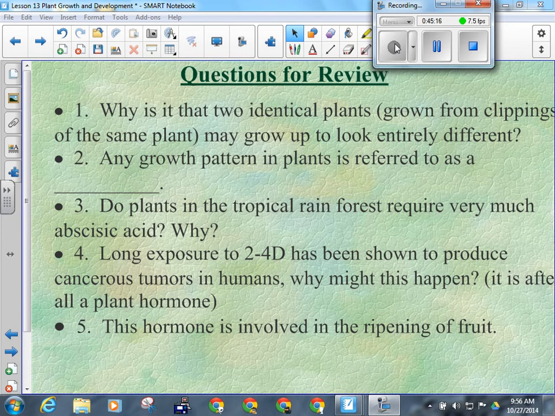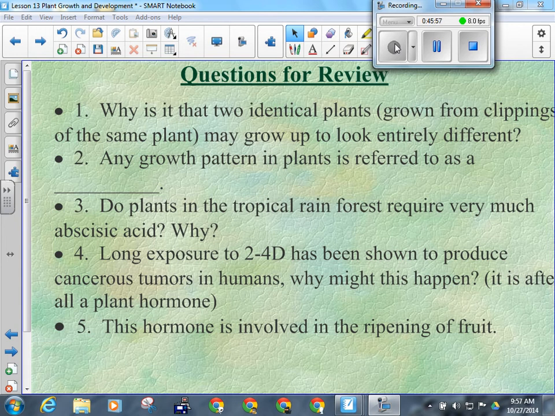Okay, long exposure to 2,4-D has been shown to produce cancerous tumors in humans. Why might this happen? And also, it produces rapid cell growth in addition to cell division. Okay. Right. Okay, we've said that there's lots of similarities between plant and animal cells, and most of those have to do with not just structure, but processes as well. Growth is a process that is controlled similarly, okay, between plant and animal cells, and this can have a similar effect. Okay. And number 5, this hormone is involved in the ripening of fruit.